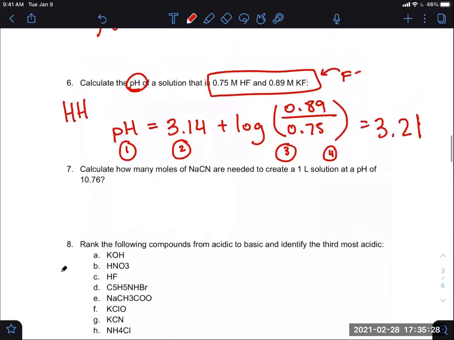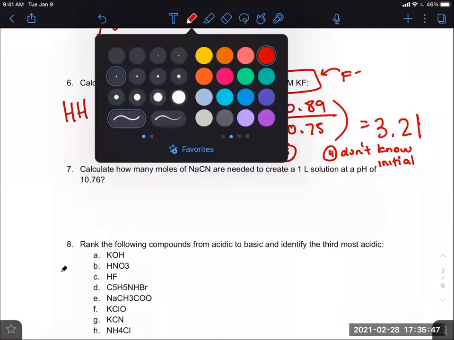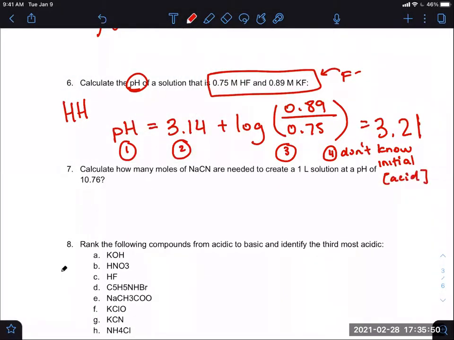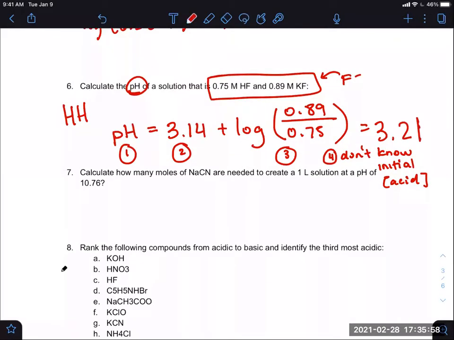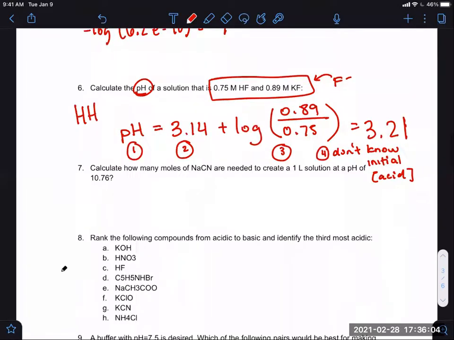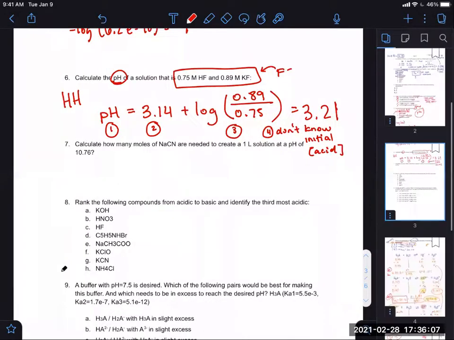Or maybe another option would be if you're solving for, let's say, you don't know the initial concentration of your acid. So for the acid concentration, I'd have to write it out, but you can basically use this situation here to solve. I can give you an example because that might be important.